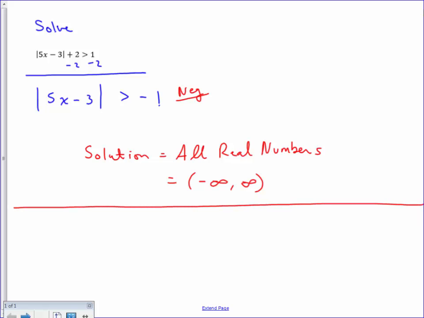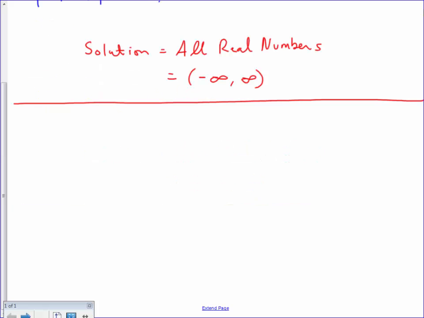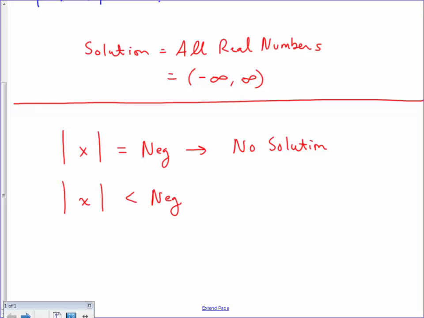Now, I want to summarize quickly because we have 3 different, I'm going to say, odd situations. We have absolute value of some number equals a negative. That will always yield no solution. We have absolute value of some number being less than a negative. That will always yield no solution. And then we have absolute value of some number being greater than a negative number. That will always yield all real numbers.